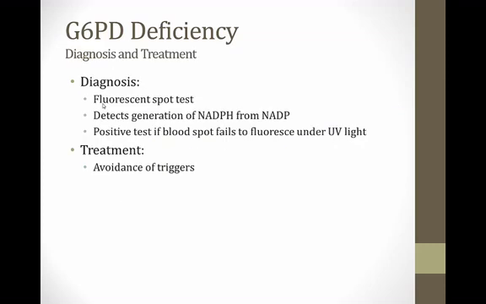You can diagnose a G6PD deficiency by doing something called a fluorescent spot test. This test detects the generation of NADPH from NADP molecules. It involves taking a spot of blood and putting it under UV light, and a positive test is when the blood fails to fluoresce under the UV light. And there really is no specific treatment for this disorder. Patients just need to be advised to avoid triggers, and they need to be aware that if they develop an infection, hemolysis may occur. And that concludes our module on the HMP shunt.